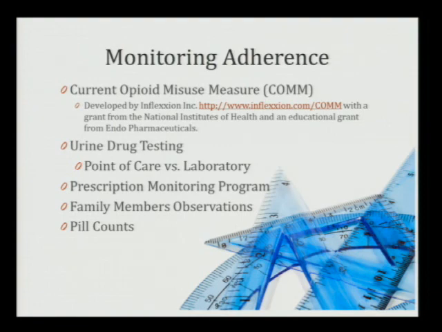Pill counts, I do it on occasion. It takes a lot of time. It's frustrating. It's good to have the patient back in 2 weeks and say we're going to count all your medicine, but it does take a lot of time. And I think pill counts were in your rule too, right? Yeah.